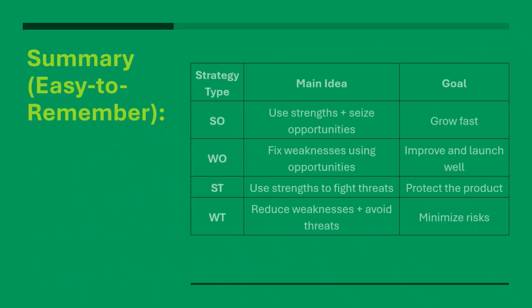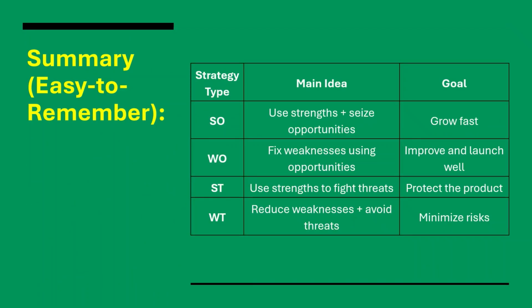Summary, easy to remember. Strategy type SO, main idea, use strengths plus seize opportunities, goal, grow fast. Strategy type WO, main idea, fix weaknesses using opportunities, goal, improve and launch well. Strategy type ST, main idea, use strengths to fight threats, goal, protect the product. Strategy type WT, main idea, reduce weaknesses plus avoid threats, goal, minimize risks.